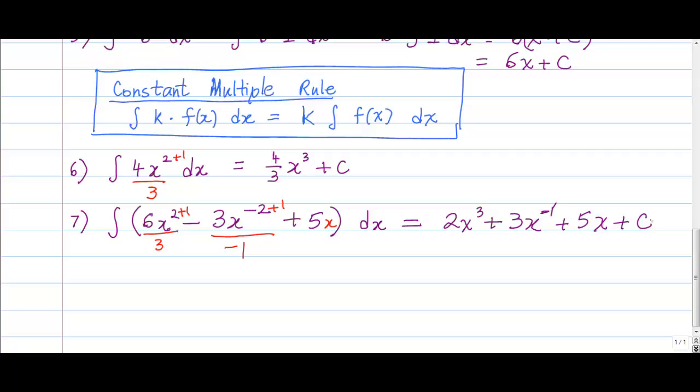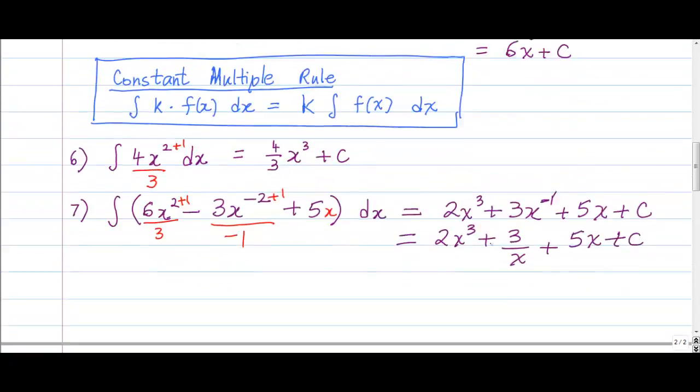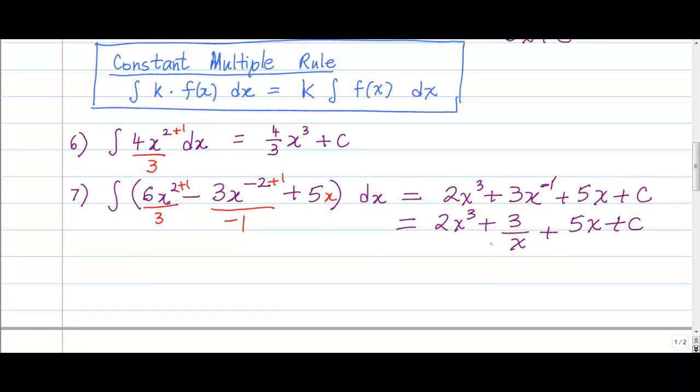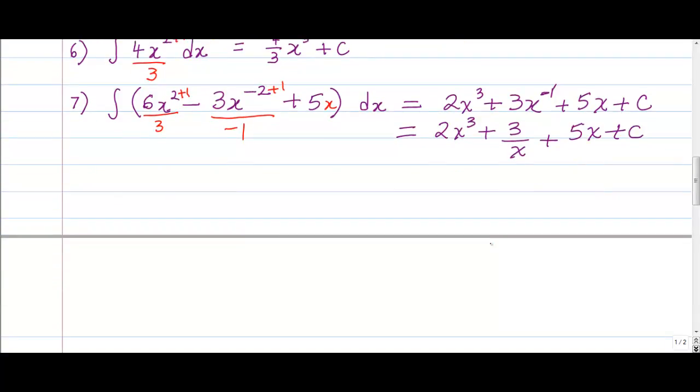Okay. And then let me just clean this up a little bit more. We can write this as 3 over x. So this is the fully simplified answer. Alright, let me scroll down a little bit. Alright, let's look at another example. Let me scroll to the next page.